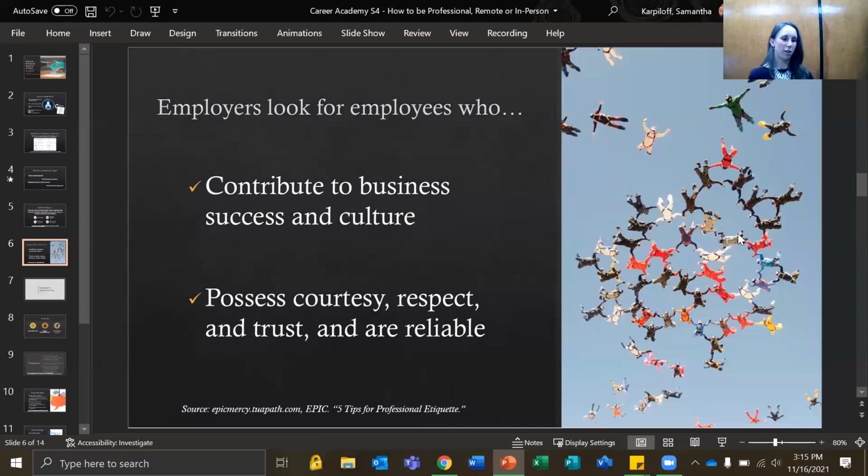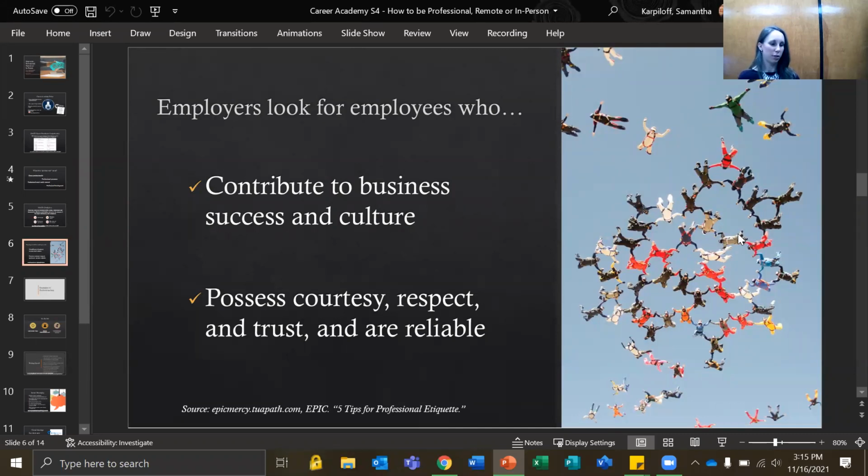Another note on professionalism is what employers really are looking for. And so you can kind of understand that from the research you'll be doing and the things that I mentioned in the last slide. But they're looking, in a nutshell, for people who will contribute to their business success and to their culture, and who possess courtesy, respect, trust, and are reliable. All these things are really making up the definition of being a professional.